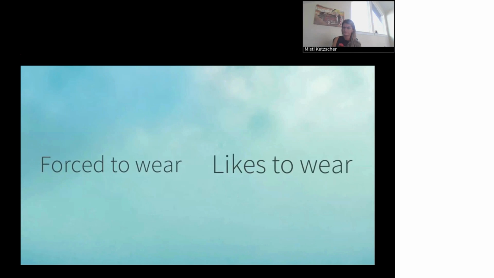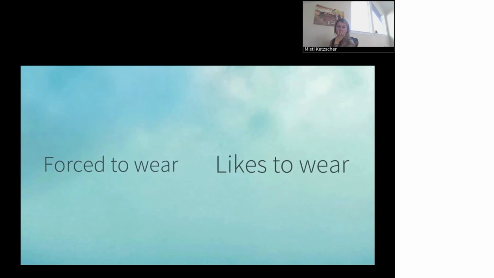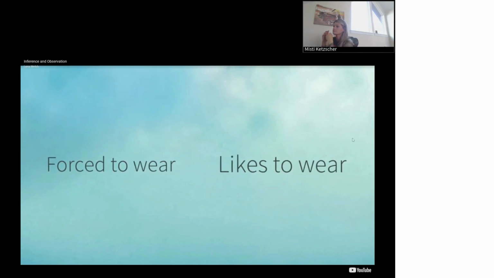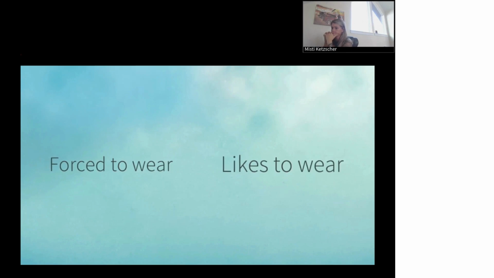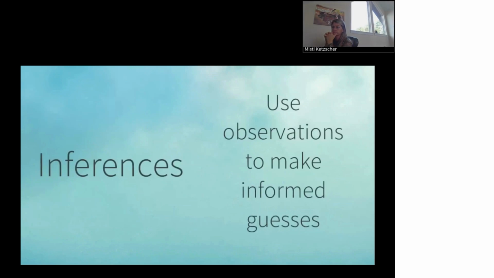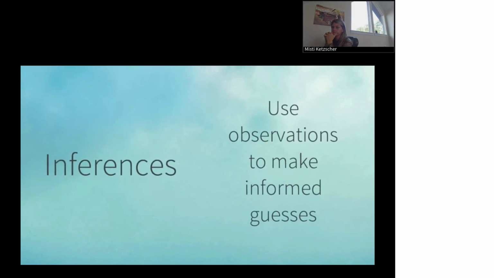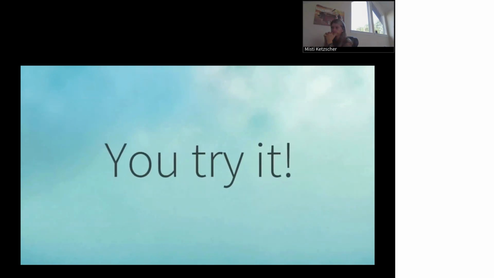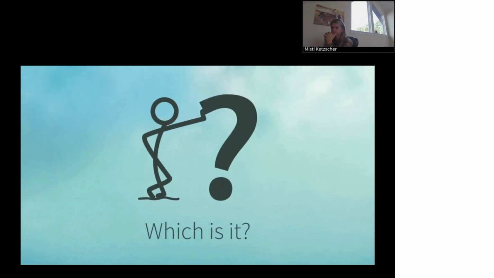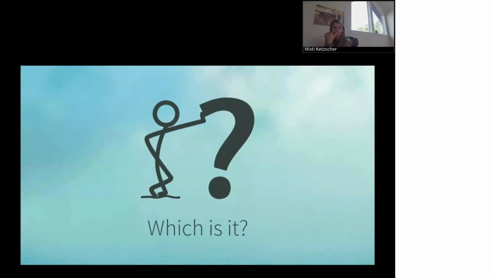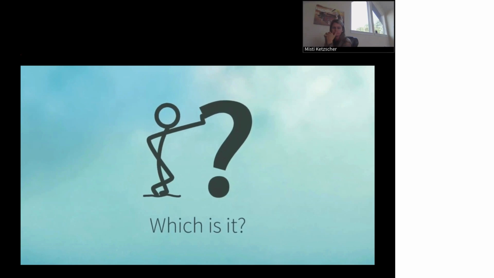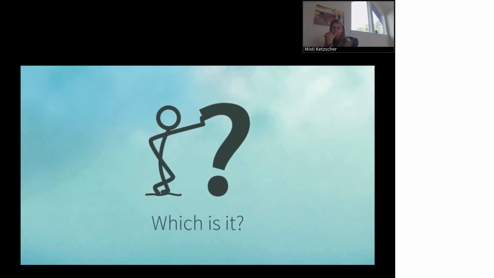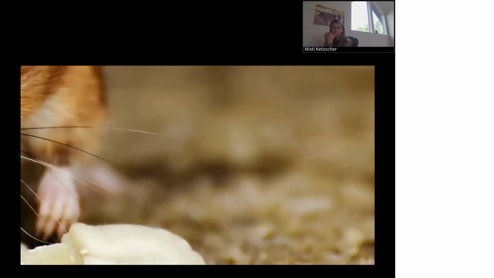As you can see, these two ideas are very different, yet they can both come from the same picture, and they can both be based on the same observation. Inferences use observations to make informed guesses. Now you're going to try it. I'm going to show you a picture and make a statement about the picture. I want you to decide if this is an observation or if it's an inference.